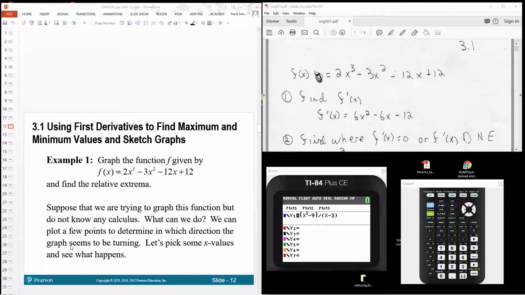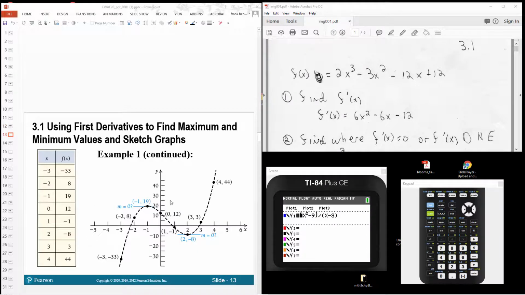Now we look at this function here. We want to graph the function and find the relative extrema. Suppose we're trying to graph and we don't know any calculus. What can we do? We can plot a few points to determine which direction the graph seems to be turning. Let's pick some x values and see what happens. So they picked some x values and graphed it. You can do it on your calculator.